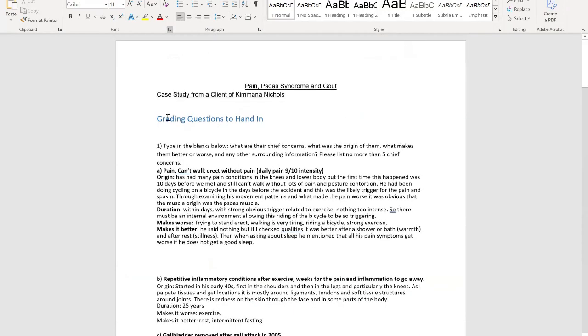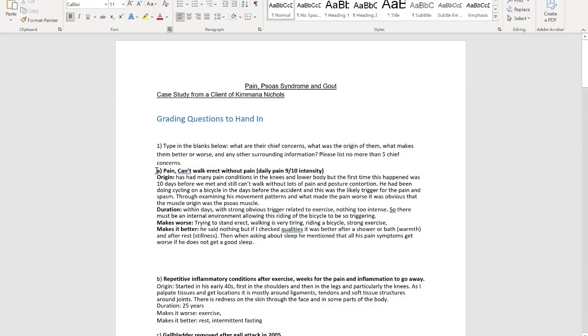I've used the same style questions from a yoga therapy level 1 grading form. These are the conditions we're working on. And when we ask the client in the beginning, what are their chief concerns or imbalances? What things is most important for them to work on? So pain is the first thing. Can't walk erect without pain. The daily pain intensity is around a 9 out of 10, so it's a lot.